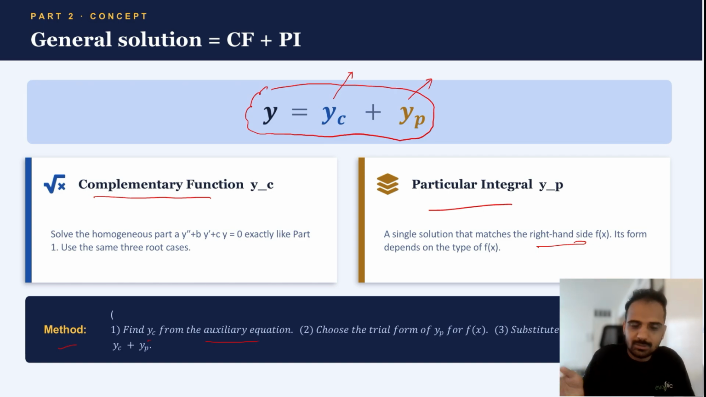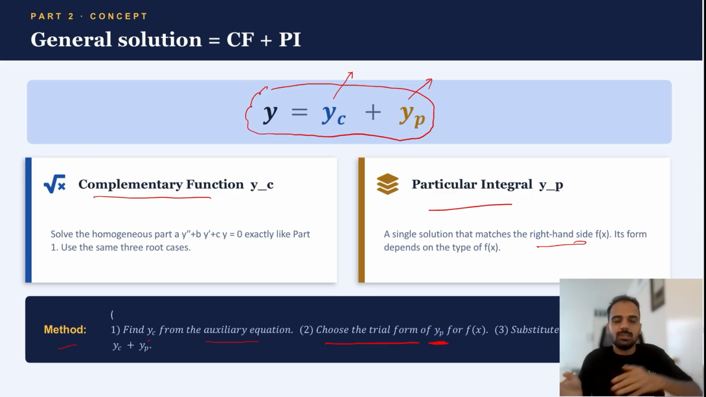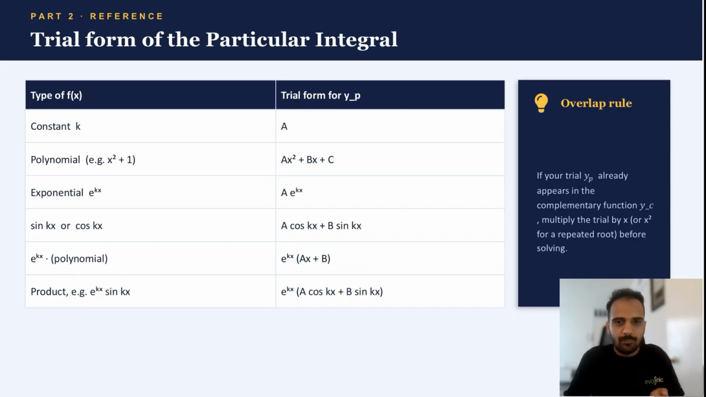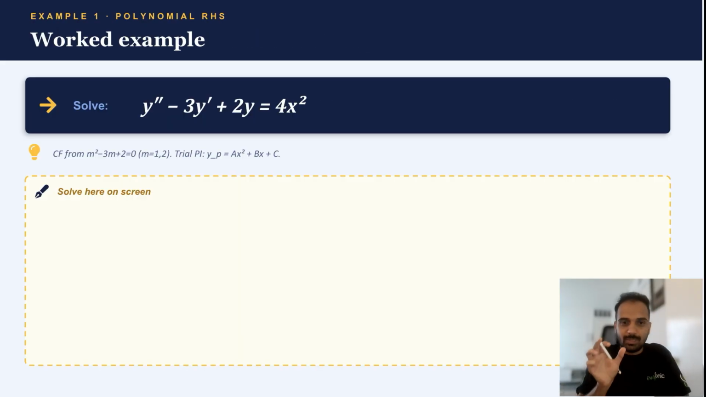So the simple method to solve this type of non-homogeneous equation is to find yc from the auxiliary equation, as we have done in the homogeneous part, and choose the trial solution for yp on the basis of your f(x), then substitute this trial solution in the given equation and solve for the trial solution. You have to assume the trial solution on the basis of the forcing function. I will come to this table later. Before that, let me give you one example.